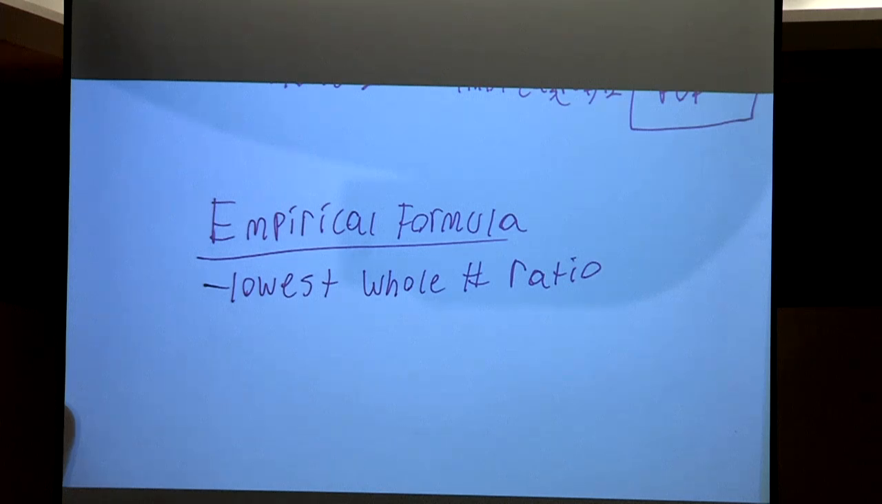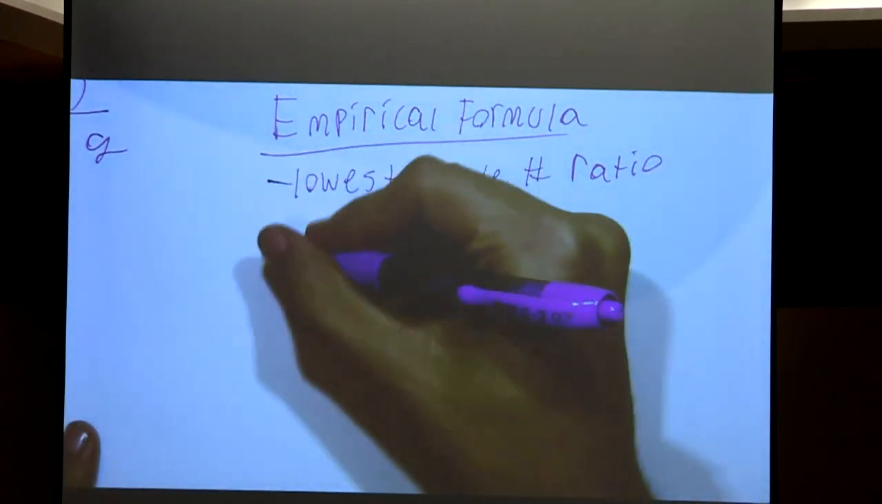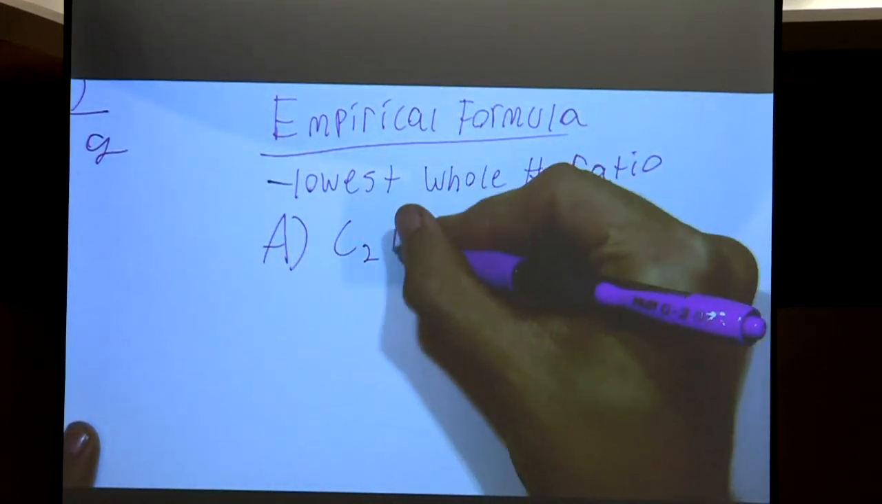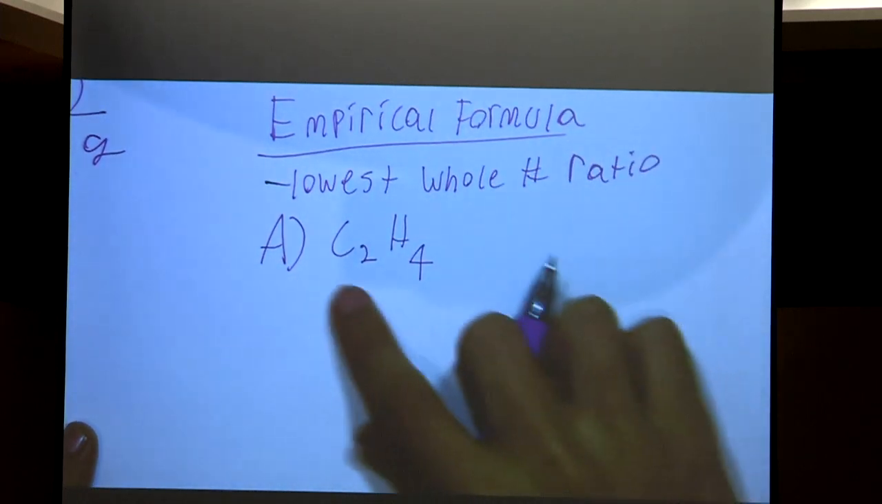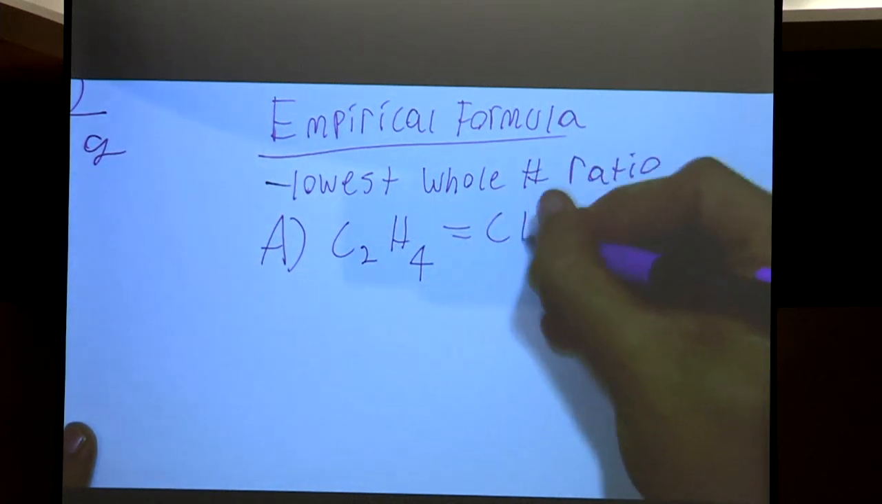So when I'm looking at these problems, I'm checking to see if they have the lowest whole number ratio of all the elements. So problem A, I've got C2H4. So I can divide both of these by 2. So the empirical formula is CH2.